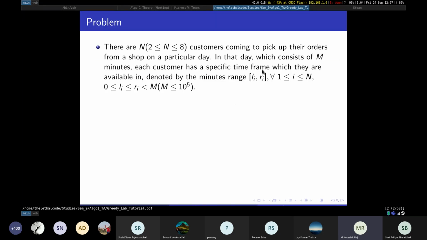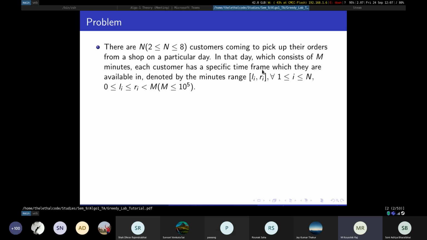So first, let's look at the problem. You're a shopkeeper, and as a shopkeeper, you have received a lot of requests, and they have placed certain orders to you, and you're about to deliver the orders in a particular day. N people are coming to get their orders back. But the catch is that they cannot come at any point of the day. They are only available at certain points of the day. Here, in this hypothetical situation, the day consists of m minutes, and m is a given constraint of 10 power 5.